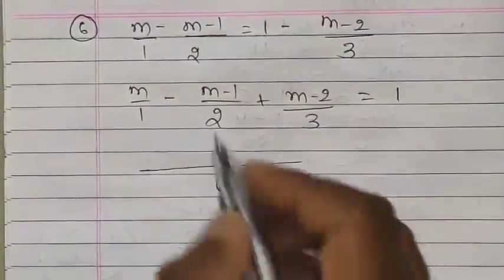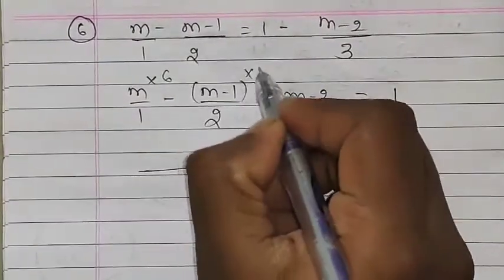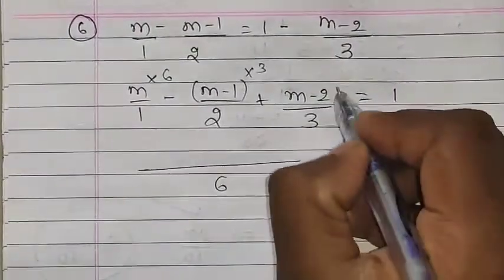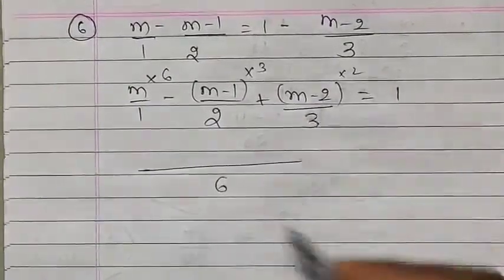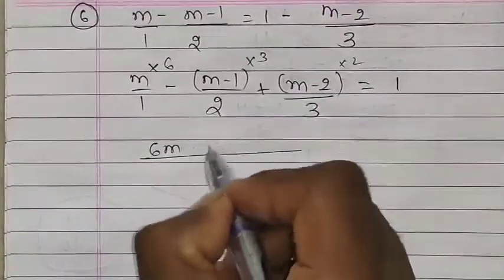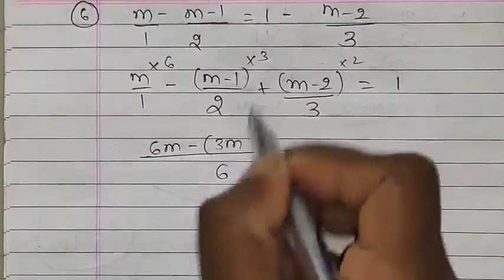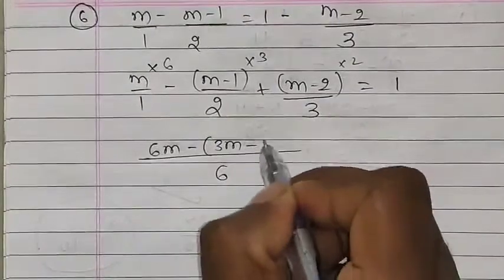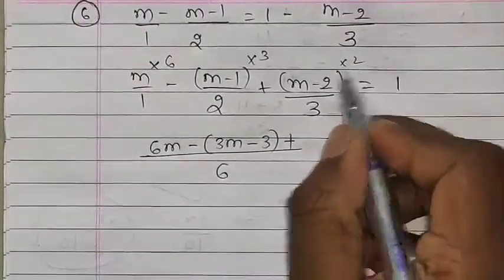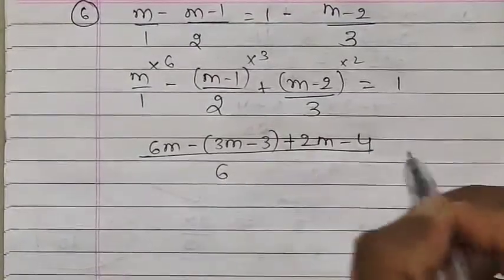1 how much is 6? 1 6 are 6. 2 how much is 6? 2 3s are 6, this total term by 3. 3 how much is 6? 3 2s are 6. Next, multiplication. 6 into m is 6m, minus inside the bracket: 3 into m is 3m, plus into minus is minus 3, plus 2 into m is 2m, minus 2 2s is 4, is equal to 1.